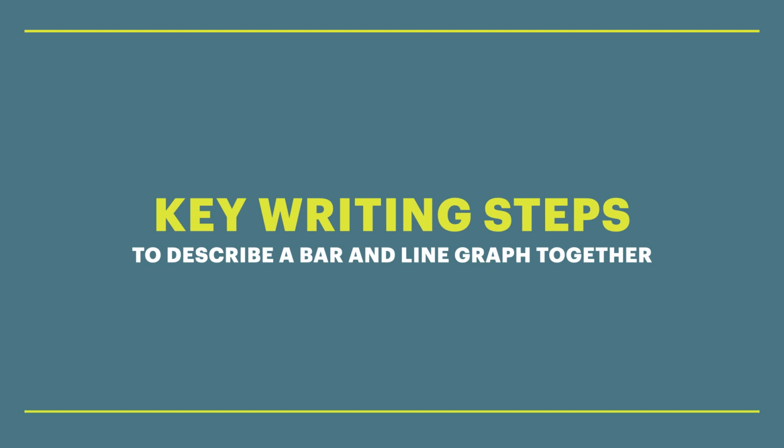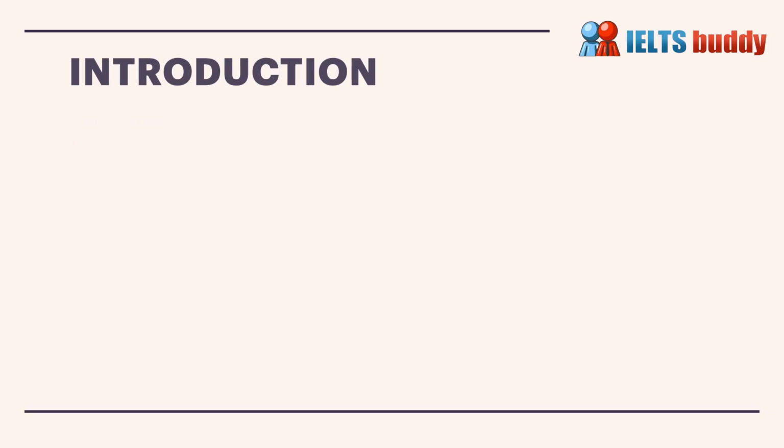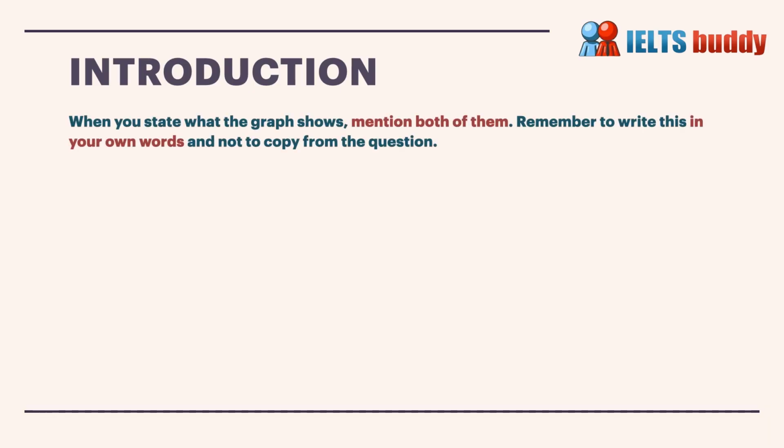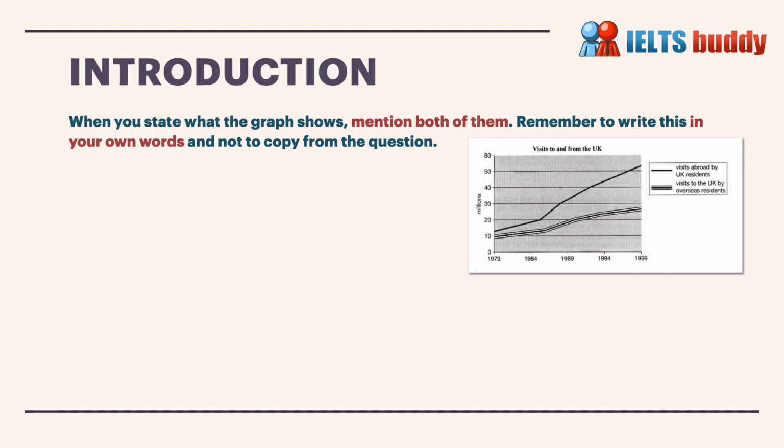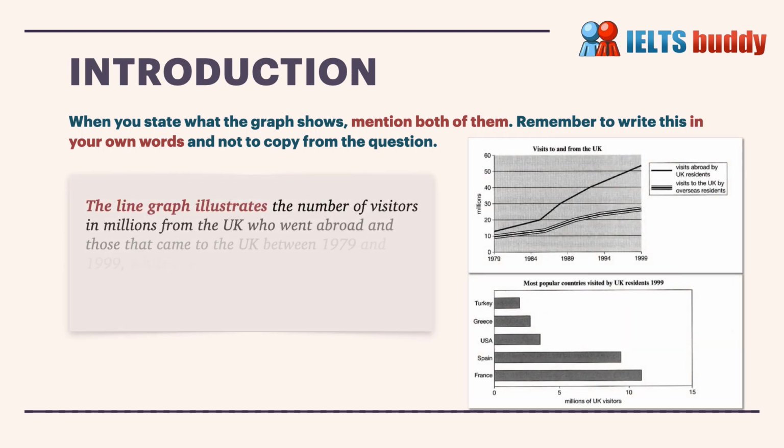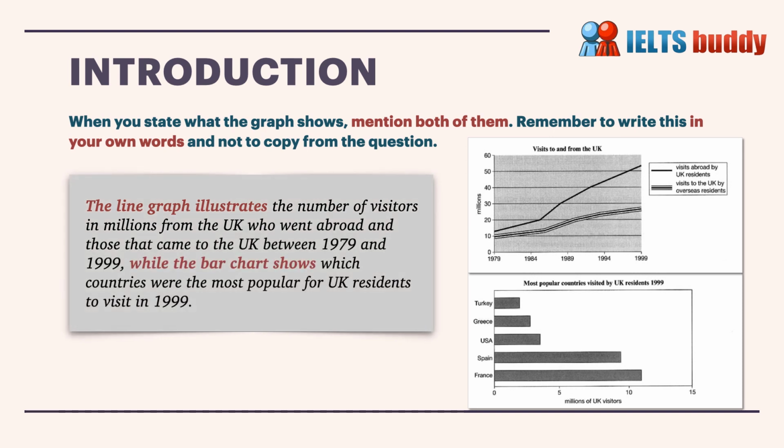So let's look at the key writing steps to describe two graphs together in IELTS. When you state what the graph shows, mention both of them. So this is for your introduction. Remember to write this in your own words and not to copy from the question. So this is the first sentence of your graph.